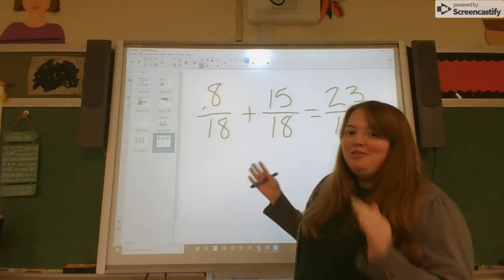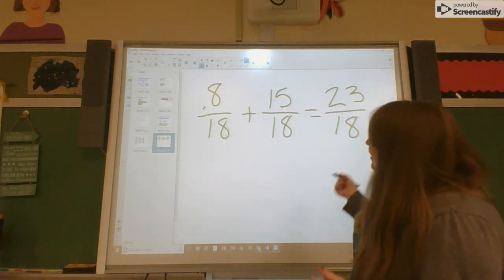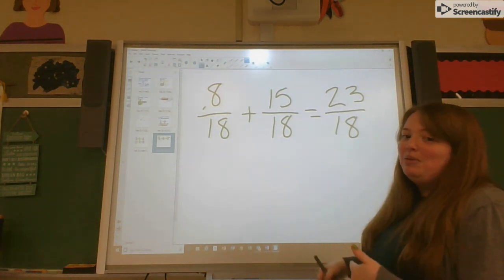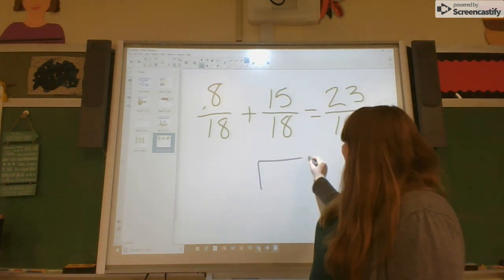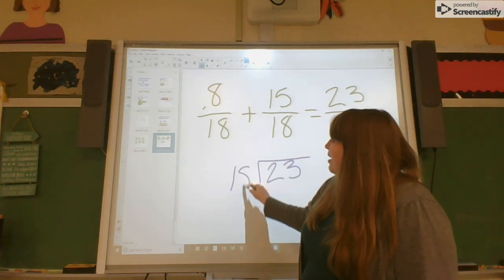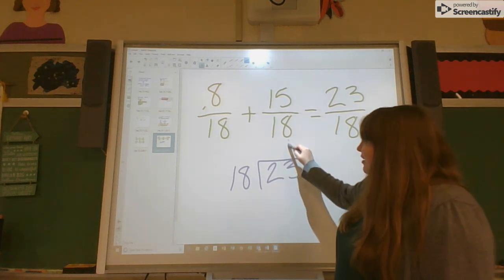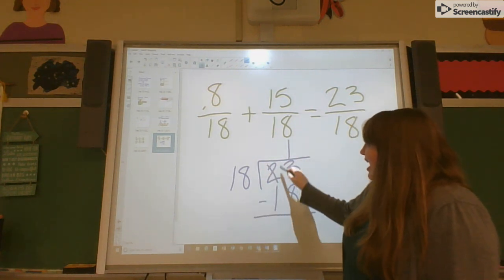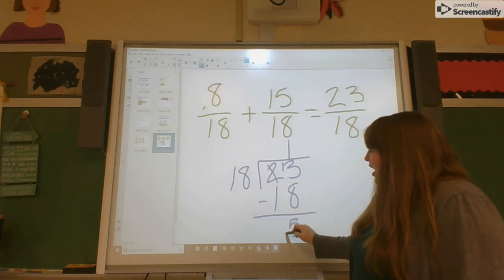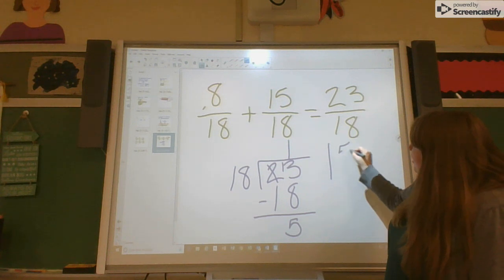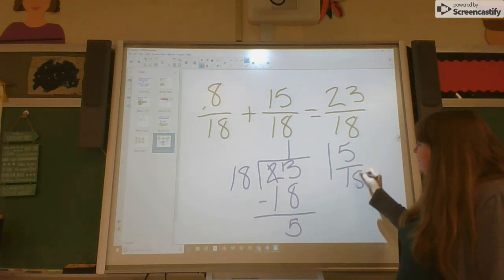And in 5th grade, we put everything in simplest form. So my way of making my improper fraction a mixed number is I take my numerator and divide it by my denominator. It's going to go in one time. I'll subtract that. So then my new answer is 1 5/18.